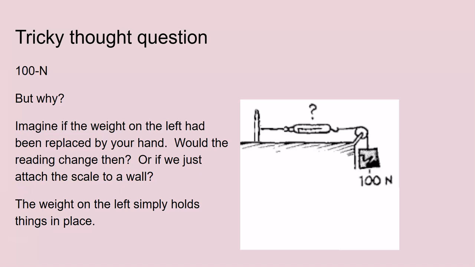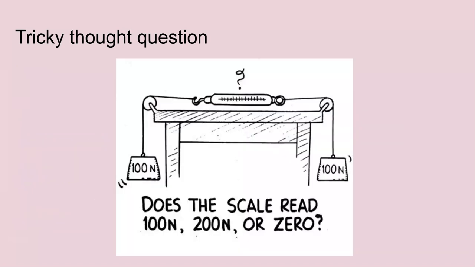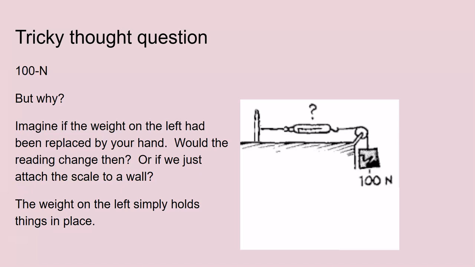Well, why is that? Well, if you replace the weight on the left with just your hand, is there any difference? No, not at all. All your hand will be doing is keeping it in place, which is all that extra weight is doing, is just keeping it in place. So the only weight that's going to be read is just the weight of one side of it, because the other thing is simply holding it in place.